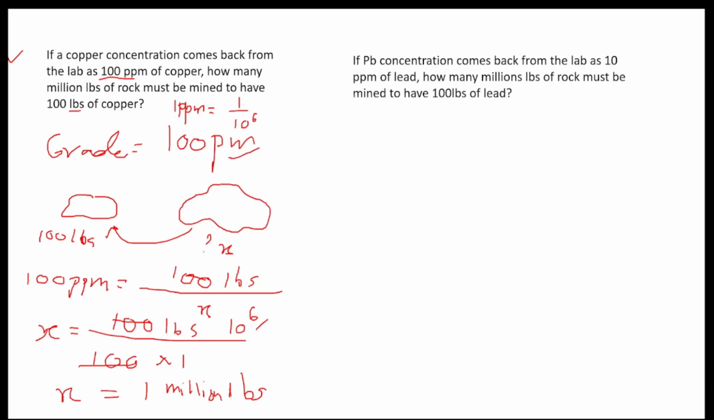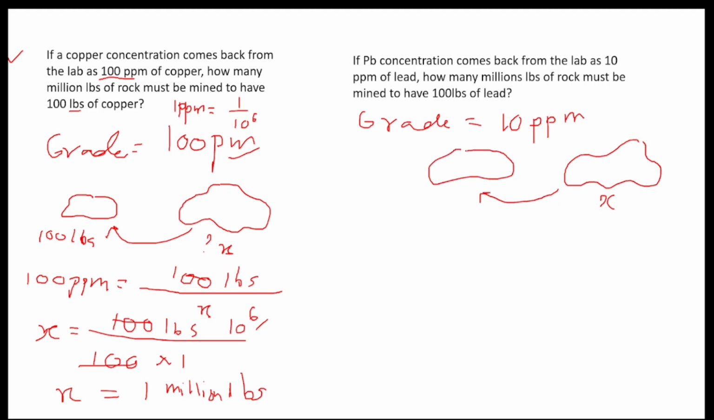Let us solve one more example. It is a similar case to this question. If lead concentration comes back from the lab as 10 ppm of lead, grade we have 10 ppm. How many million pounds of rock? We have to find our answer in million pounds. That is our ore body. From this ore body we have mined 100 pounds of lead. This is the extracted lead content, 100 pounds.